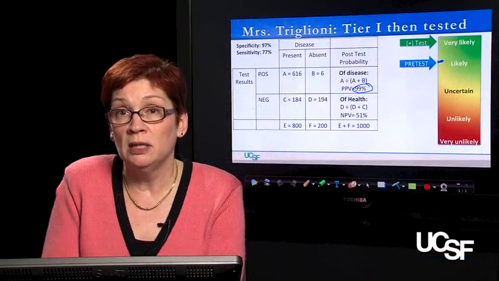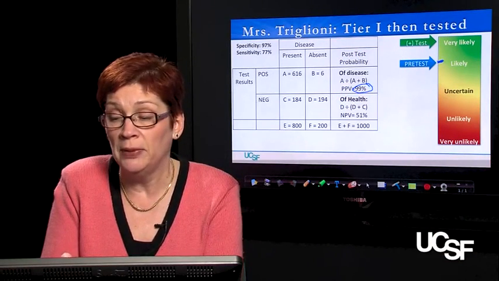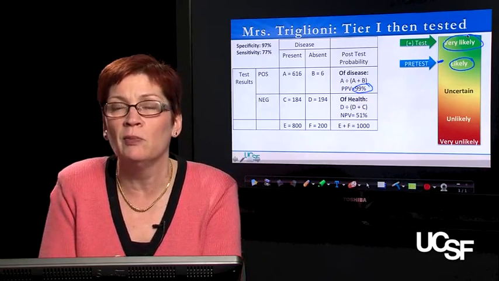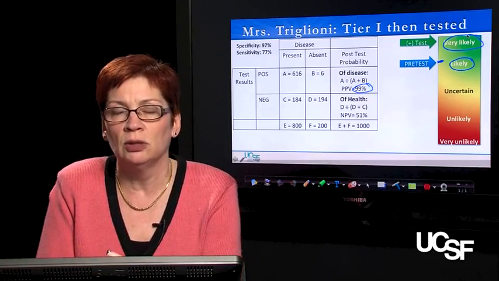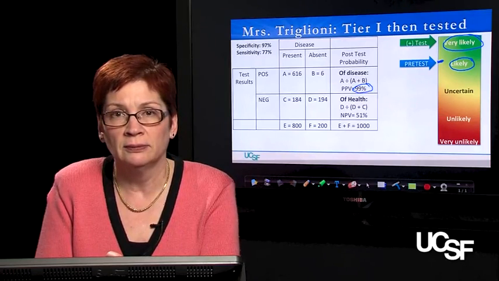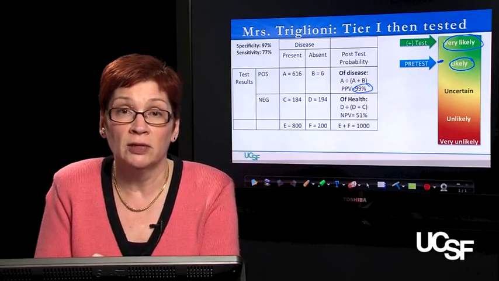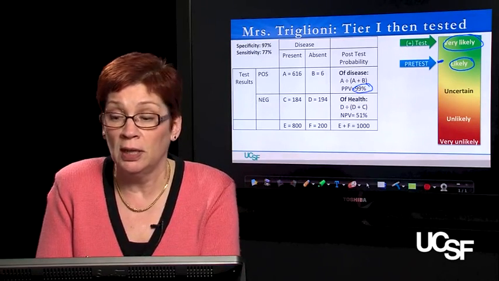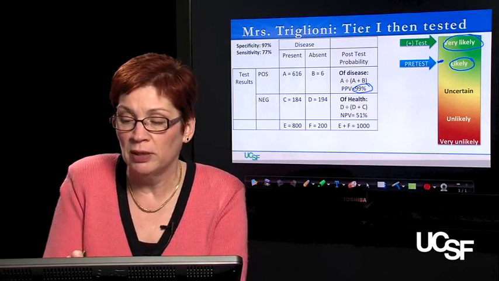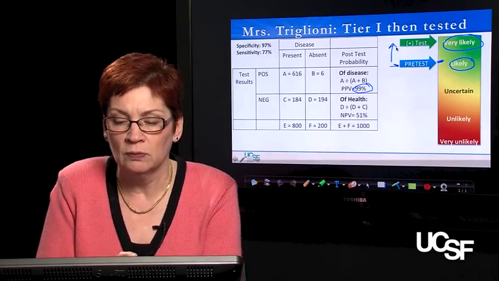So this turned out to be a helpful test in moving our pretest probability up from likely to very likely. So we feel even more confident that Ms. Triglione has the disease if her test came back positive. So that answers your question, perhaps, of if her test comes back positive, what are you going to do? And I hope you answered, I'm going to treat her because her pretest probability of disease was already likely and we moved it up to the almost certain.